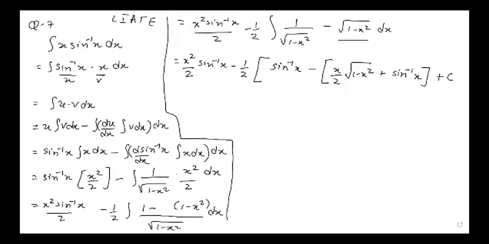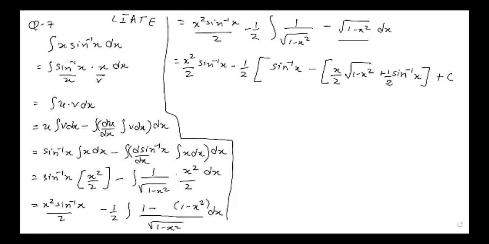This is of the form integration of root a square minus x square, whose formula is x by 2 root a square minus x square plus a square by 2 sine inverse x by a. Yes, it is the same: x by 2 root 1 minus x square plus 1 by 2 sine inverse x.